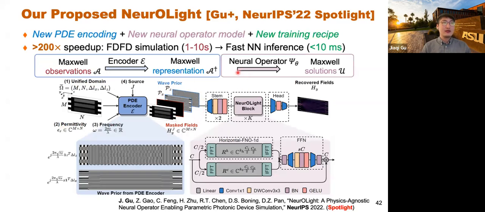Our model, using a neural operator, can learn the mapping from the Maxwell observation to the solution and directly give you a one-shot prediction of the Maxwell solution in the frequency domain. Compared to the numerical finite-difference frequency-domain (FDFD) simulation, which basically costs you 10 to 100 seconds, our very fast neural network inference only takes less than 10 milliseconds. So we can easily have a 200 to 400 times speedup compared to the numerical solver.